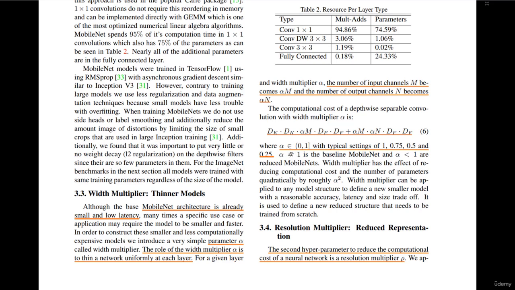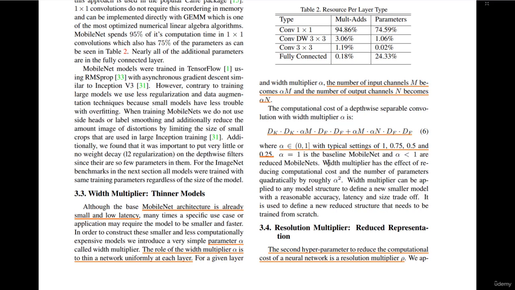So this is actually left to the engineer to tune this value of alpha to suit the needs of the particular application while taking note of the accuracy. And the width multiplier has the effect of reducing computational cost and the number of parameters quadratically by roughly alpha squared.